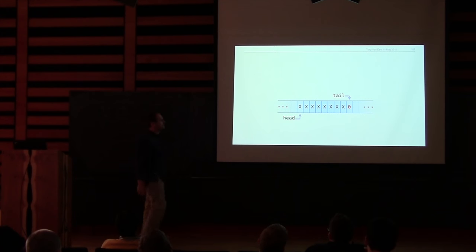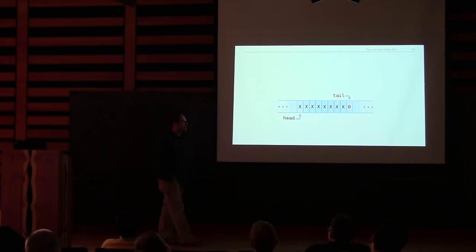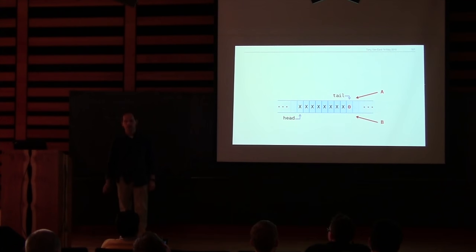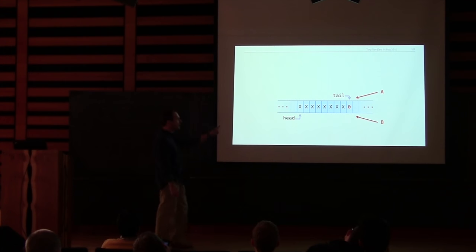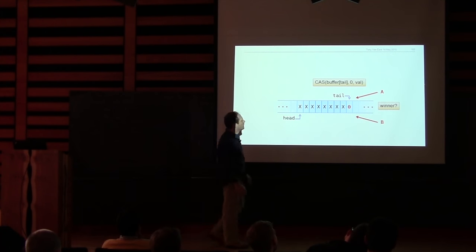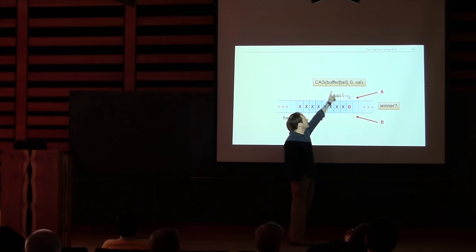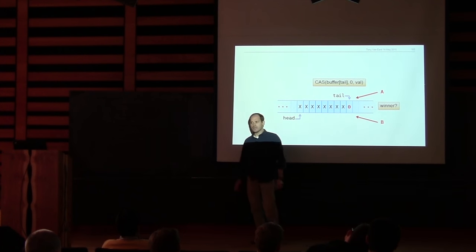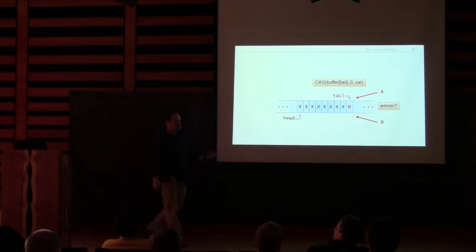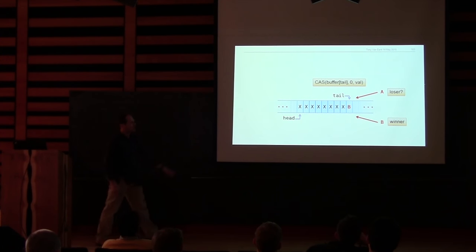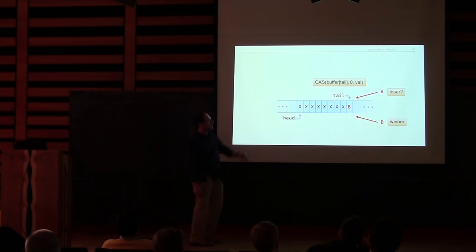So this is what we have. You know, start over. We've got a queue like this. We've got two threads racing in on this queue again. But now they're not going to race on tail. They're going to race on the buffer itself. And they will race with a CAS. One of them will win and set the value there. And the other one will lose. Right? So B gets set. B wins. A's the loser.